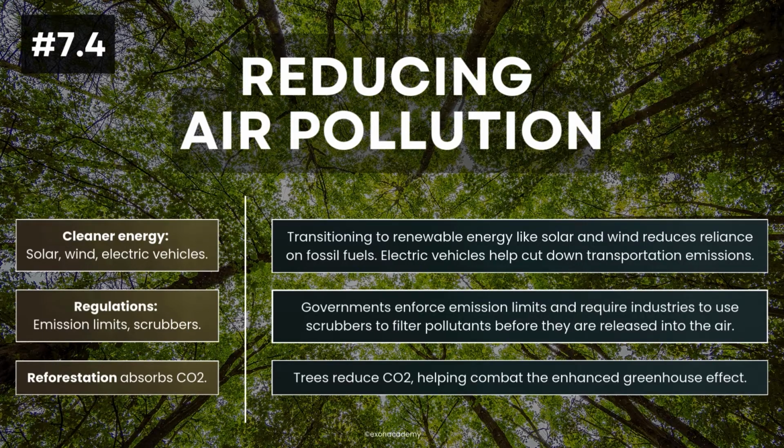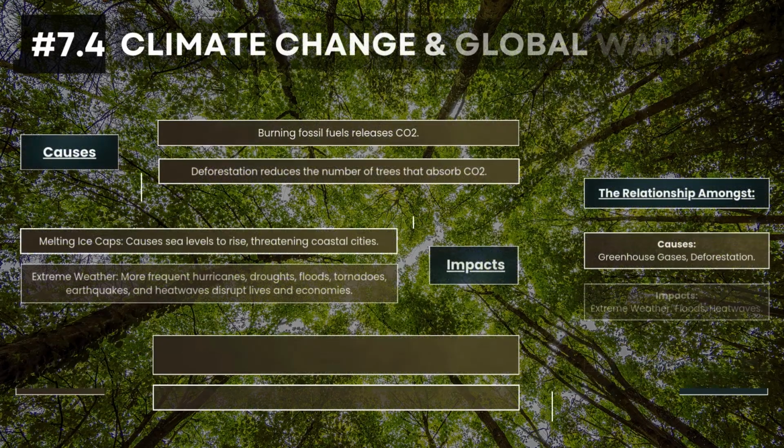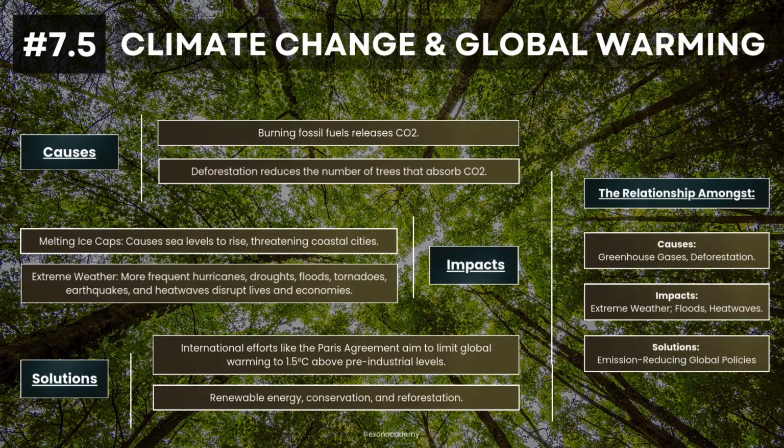Electric vehicles help cut down transportation emissions. Regulations: governments enforce emission limits and require industries to use scrubbers to filter pollutants before they are released into the air. Then comes reforestation. Planting trees increases CO2 absorption, helping combat the enhanced greenhouse effect. For example, countries like Norway are heavily investing in renewable energy, while cities like Copenhagen promote cycling to reduce vehicle emissions.